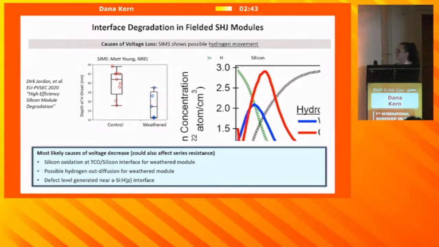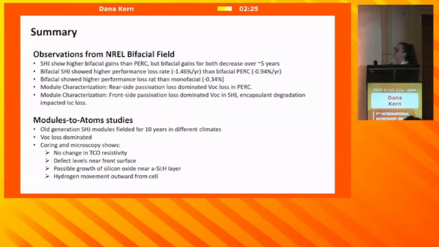So to summarize, we see that there seems to be oxidation at the TCO silicon interface for the weathered modules, and it is possibly also related to hydrogen out diffusion from the weathered modules. And those could relate to the defect level near that interface that we were probing with DLTS. So this is a summary of our observations.